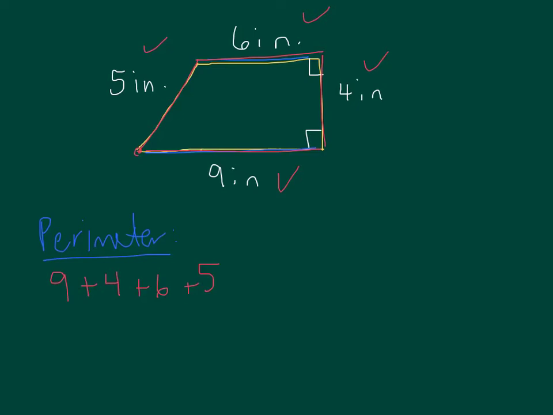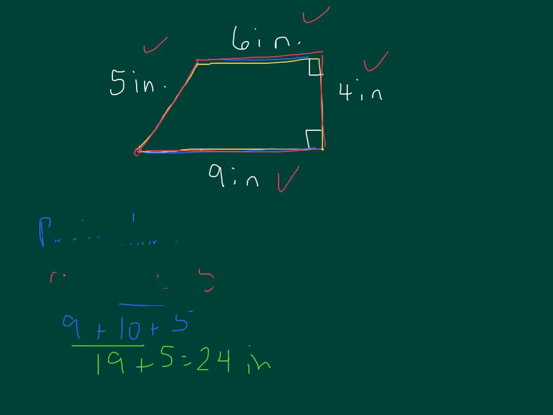So now we can add them up any way you want. I'm going to put numbers together that make tens. So I have my 4 and my 6, so that's 10 plus 9 plus 5. And then I'm going to say 9 plus 10 is 19, and 19 plus 5 is 24. And I have to remember my label is inches because I'm dealing with perimeter. All right, I'm going to remove that, and now we're going to talk about the area.